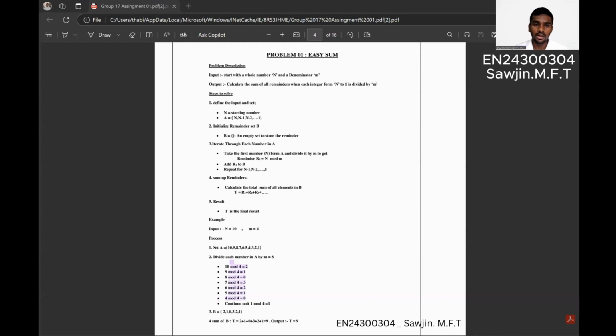Step 3. Take each number, divide by m, and find the remainder. For example, if m is 4, 10 mod 4 is equal to 2, 9 mod 4 equals 1, 8 mod 4 equals 0. Keep doing this until you reach 1.